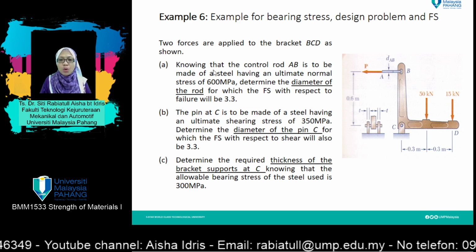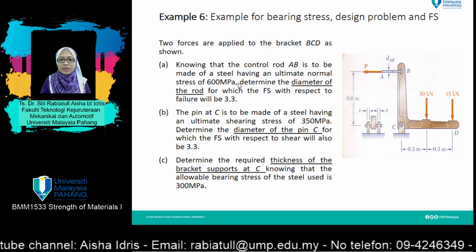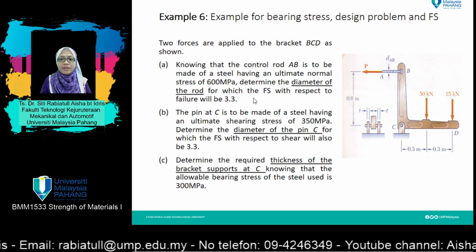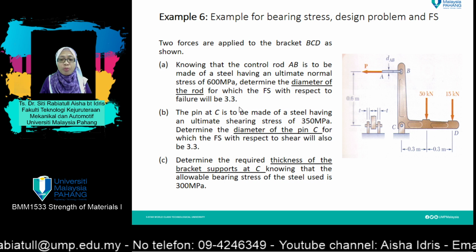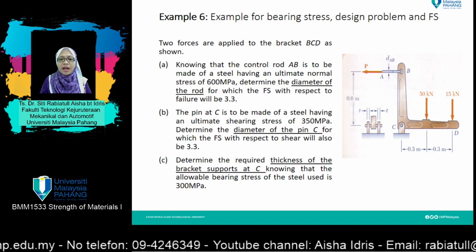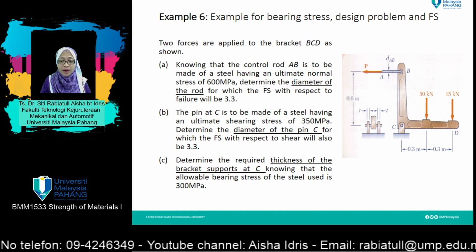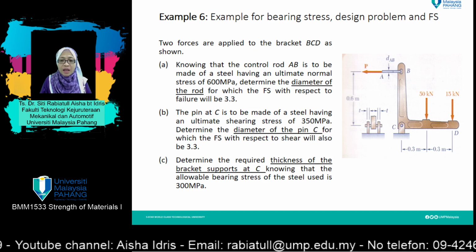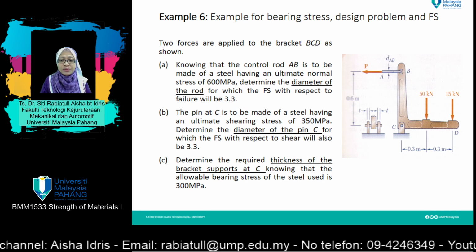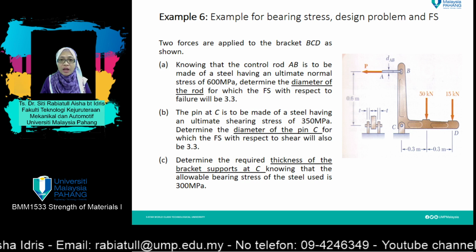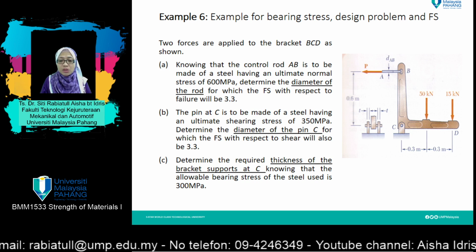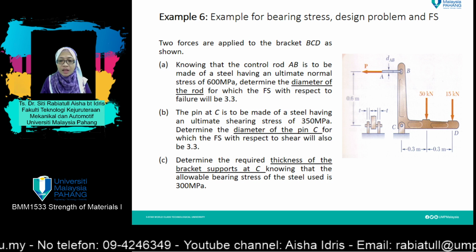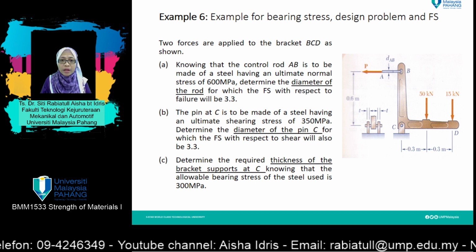Number 1. Knowing that the control rod AB is to be made of a steel having ultimate normal stress of 600 megapascal, determine the diameter of the rod for which the factor of safety with respect to failure is 3.3. Question number 2 asks more or less the same, whereby we need to find the diameter of the pin C with the factor of safety 3.3. And in the question, the shear stress tau is given with the value of 350 megapascal. And last but not least, question C asks us to find the thickness of the bracket supports at C. And bearing stress is given as 300 megapascal.